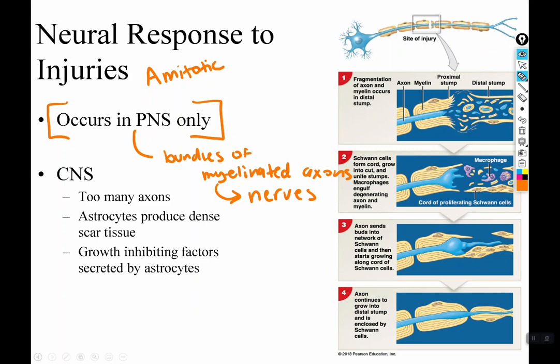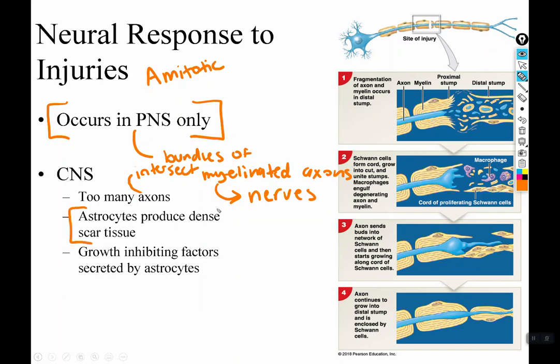And they're generally running in the same direction as each other along a line. So within a nerve, there's not a whole lot of interconnectedness between and among the axons of that nerve, which makes healing, and directional healing specifically, a lot easier. With the central nervous system, there's too many axons, and there's also axons that cross past each other and intersect.